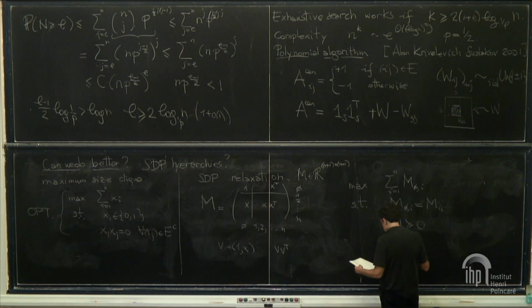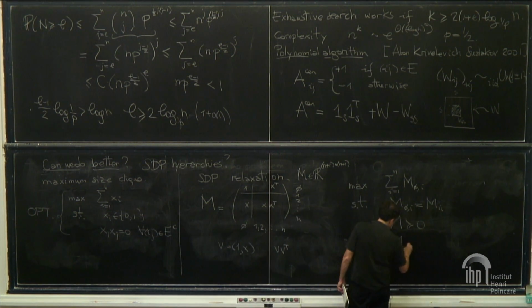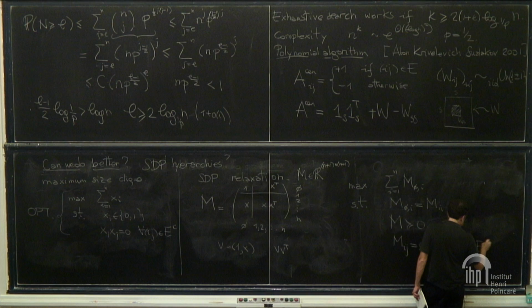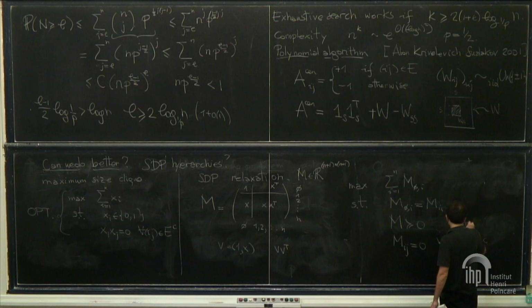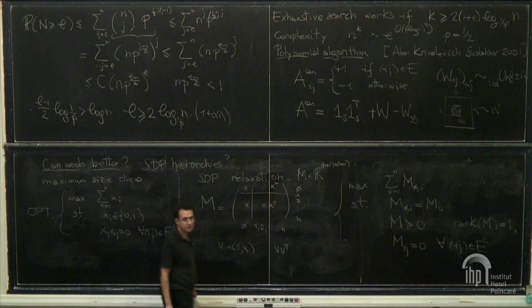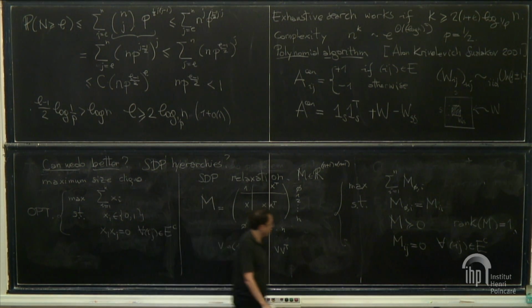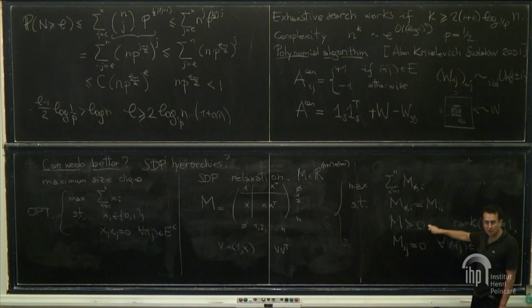And the other constraint is that, of course, M ij is equal to 0 for all ij that are not edges. And finally, there is another thing, that the rank of M is equal to 1. So this is a standard way of constructing a lifting of our original problem. Now, this is a very nice problem in the sense that this is a linear constraint, this is a linear constraint, this is a linear constraint, this is a convex constraint. This is a nonconvex constraint, but I can drop it.